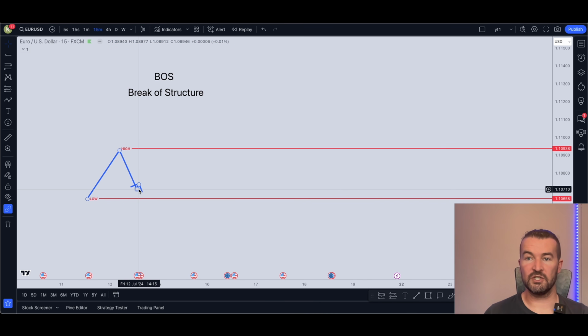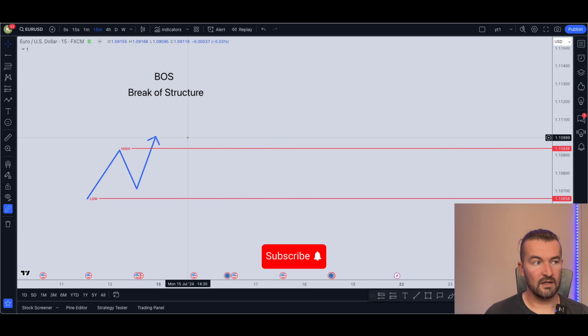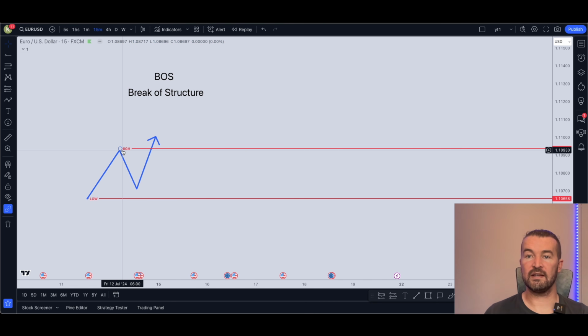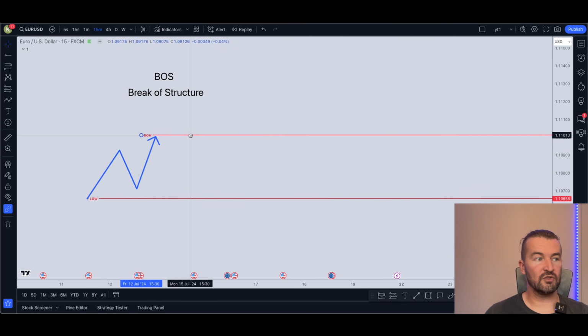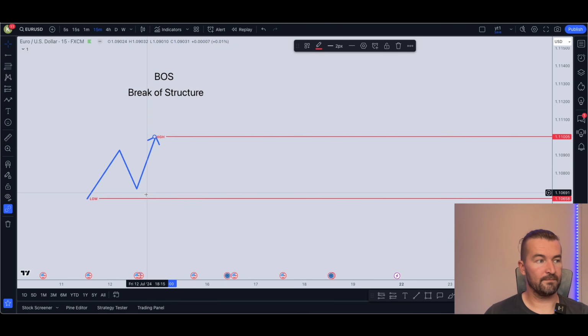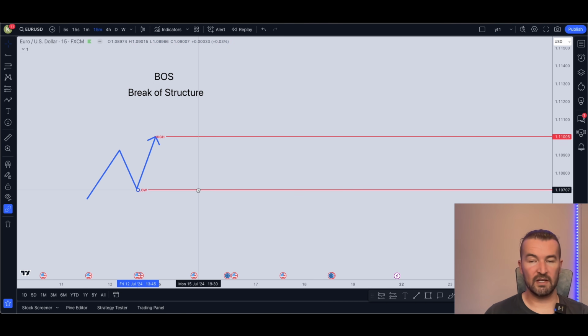Now, in order to achieve a break of structure, what we're looking for is a break of that previous high. So we may have candle 1 up, candle 2 down, candle whatever to break up above the high, therefore breaking the structural high and creating a new structure. So in order to follow it on the chart, what we have is a new high being formed over here, and we have a new low being formed over here.